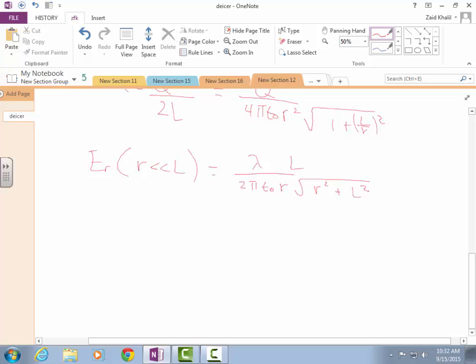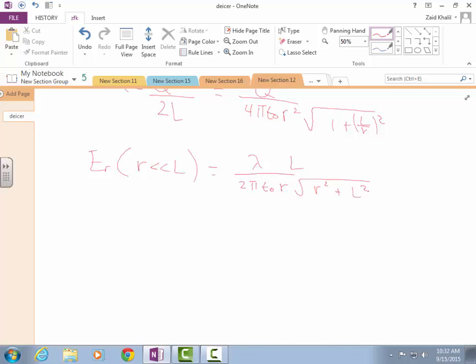Wait, so Mr. Khalil, there's a certain point where making it longer is not going to affect the electron or proton anymore? Effectively, yeah. It's effectively infinite, relative to that, infinitely long. Yes. So let's actually see this.